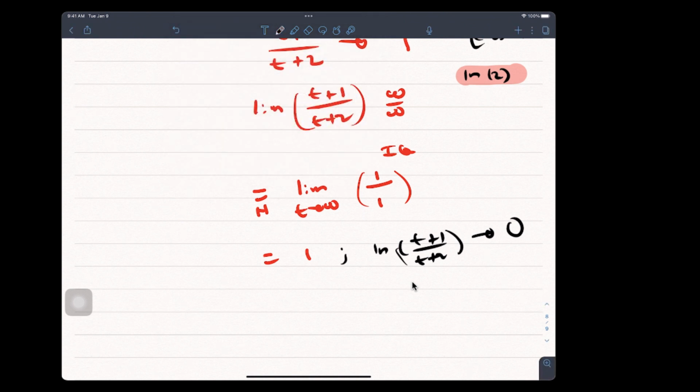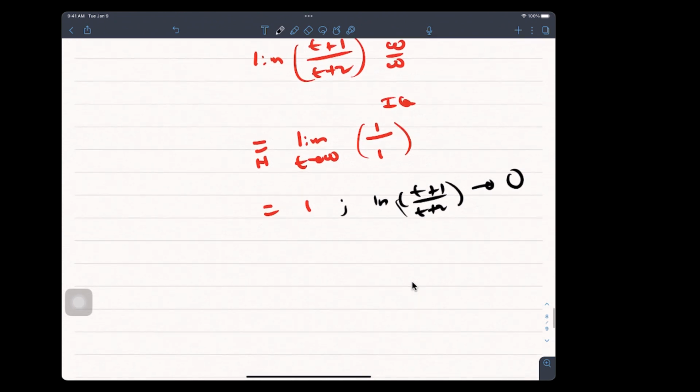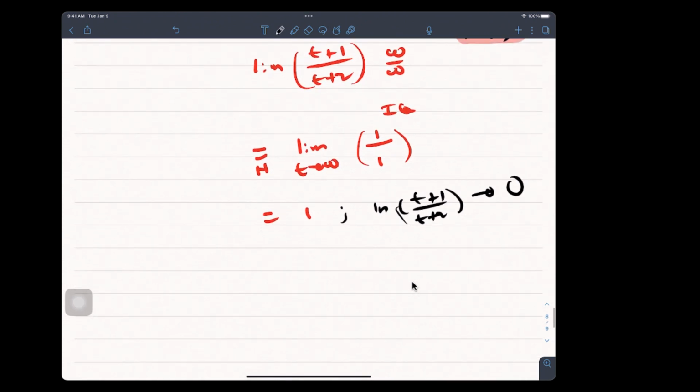Professor, I think we also can use the numerator and denominator both divided by t. Yeah. Yes, you could use the calculus 1 approach. Yes, you could do it by calculus 1.